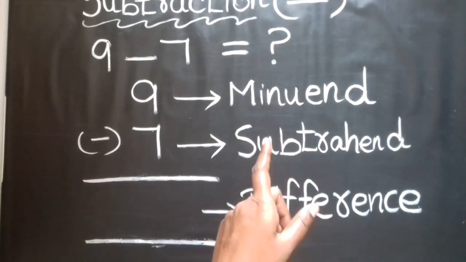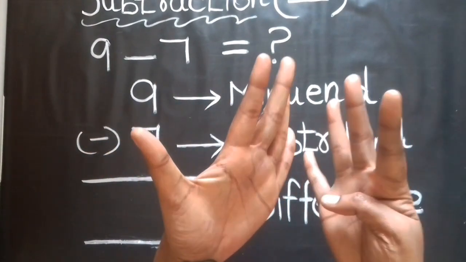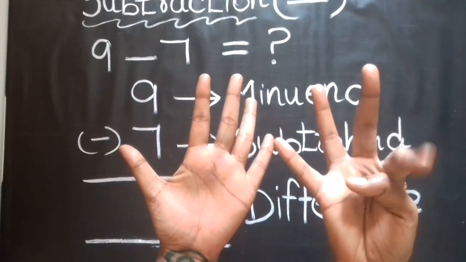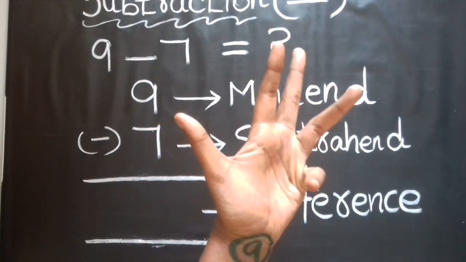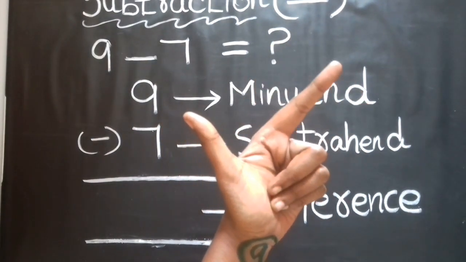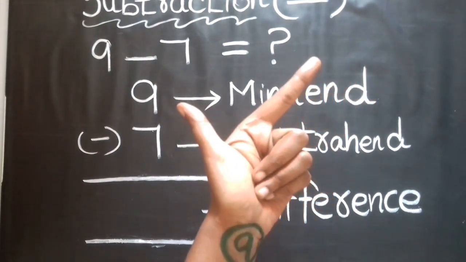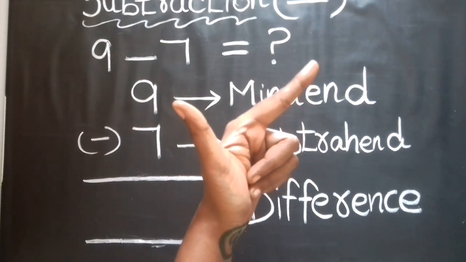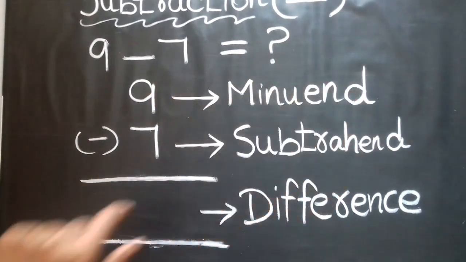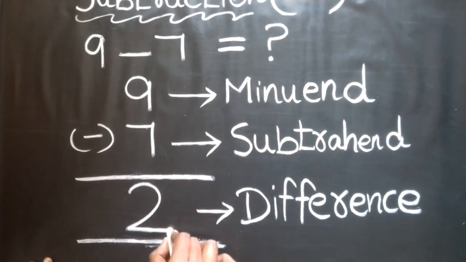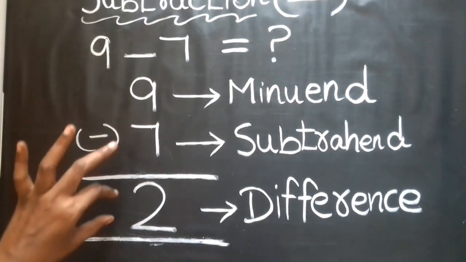How many fingers we need to fold down? Which is 7. We need to fold down 7 fingers. 1, 2, 3, 4, 5, 6, 7. We are left with 2 fingers. So the answer to the subtraction problem is the number of fingers still standing. 2. So write down 2 here. So the difference between 9 and 7 is 2.